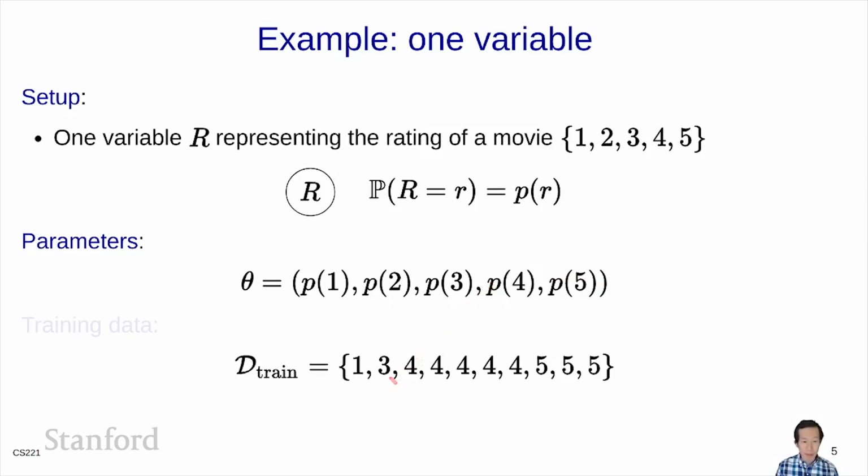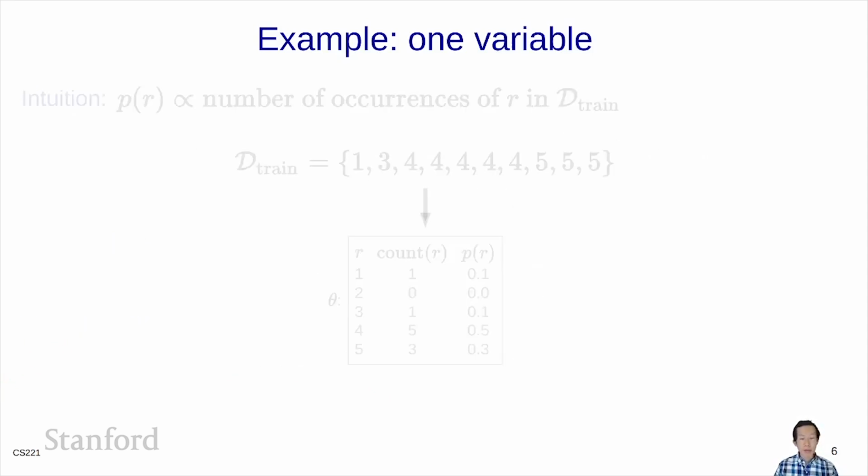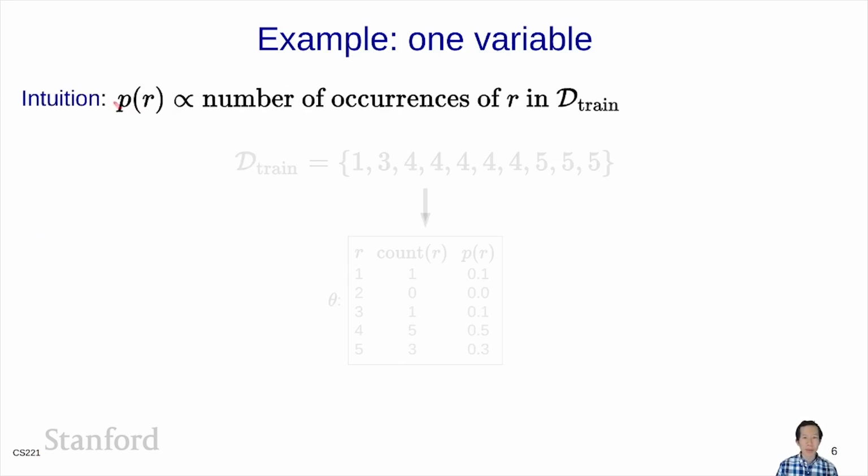Okay, and now you're given some training data, some ratings from users. You have a 1, you have a 3, you have a bunch of 4s, and 3 5s. And now the question is, how do you estimate the parameters given the training data? Let's just follow our nose here. Well, intuitively, you would think that the probability of a rating is proportional to the number of occurrences of that particular rating in the training data. So now this is just intuition. It might be a good thing or it might not be a good thing. Well, let's find out later, but let's just go with that for now.